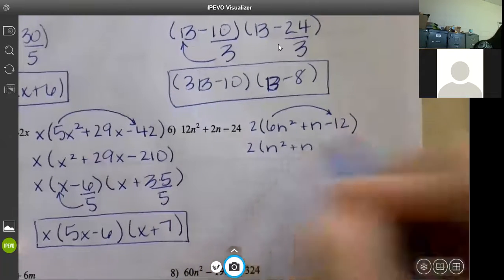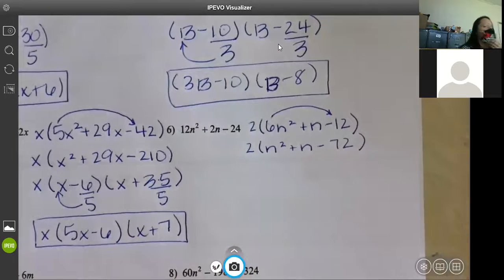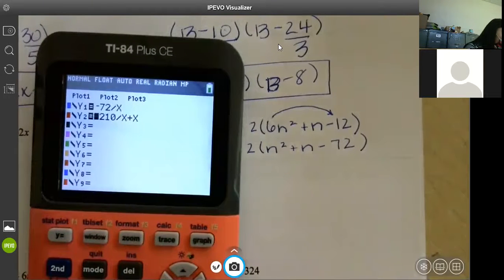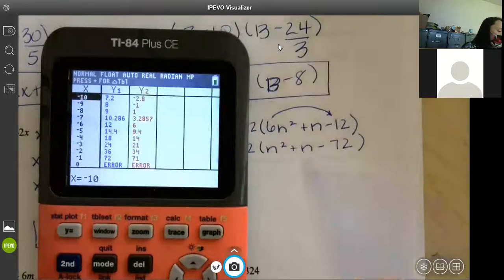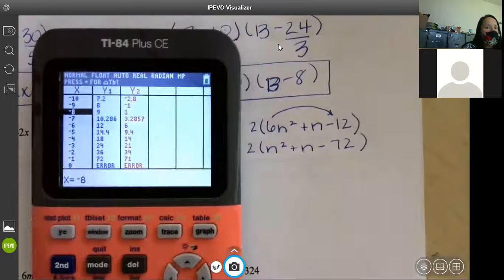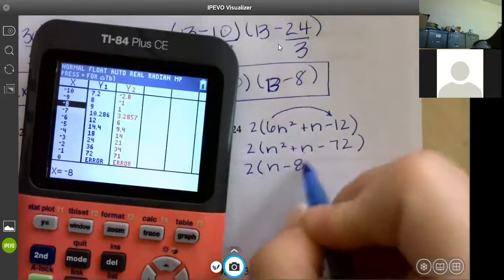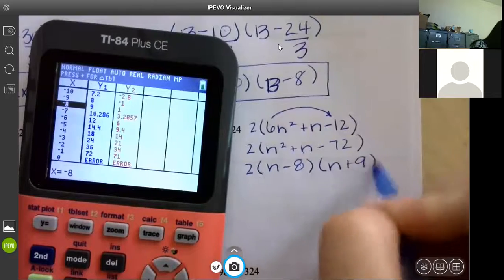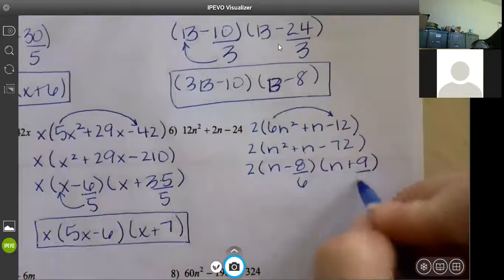N squared plus n minus 6 times 12 is 72. We're looking for factors of negative 72 that add to, remember our middle number is positive 1. So right there they are, negative 8 and positive 9. Keep bringing on that 2. We said negative 8 and positive 9. And remember our last step is we have to divide.